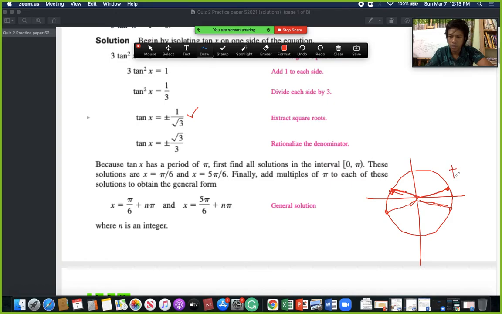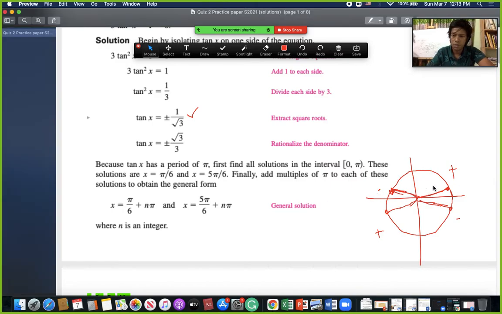This will be positive for tan, this will be positive for tan, because these two quadrants have positive tan, and this will be negative, this will be negative. From this we have these four answers. This is 30 degrees, and this is 90 plus 60, whatever it comes, and this is 180 plus 30, and this is 270 plus 60, or you can say 360 minus this.